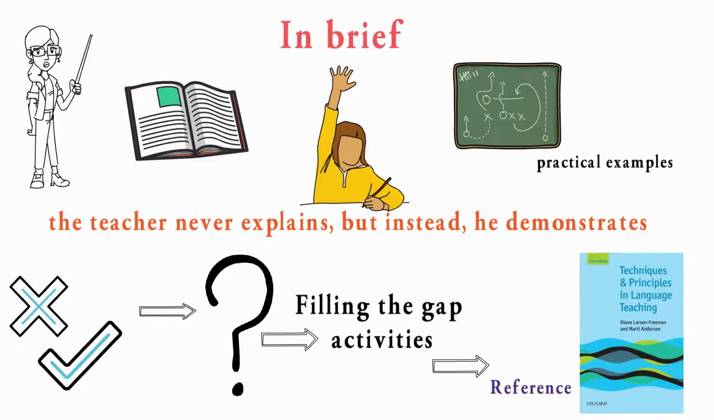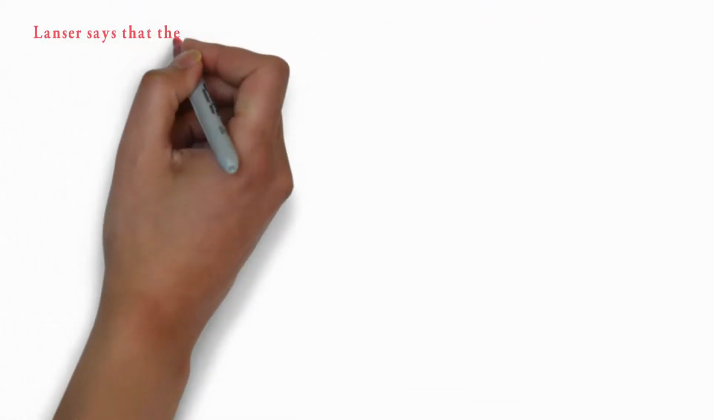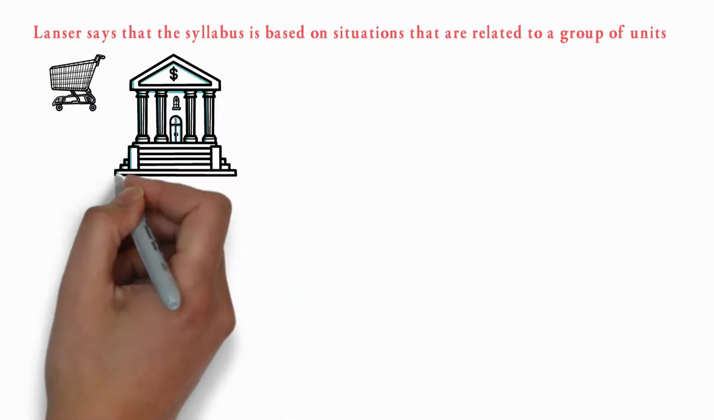Reflecting on these pieces of information, it can be said that the adopted techniques are quite different from the previous method. The teacher insists that students respond well and use correct pronunciation. Also, they are encouraged to find out the rules themselves when it comes to grammar. Lansern assures that the syllabus is based on situations that are related to a group of units. For instance, one unit has to do with shopping and another with the bank, etc.